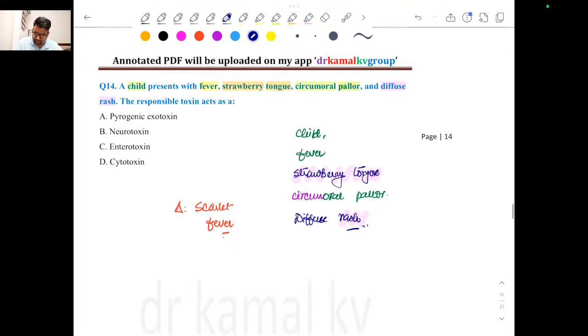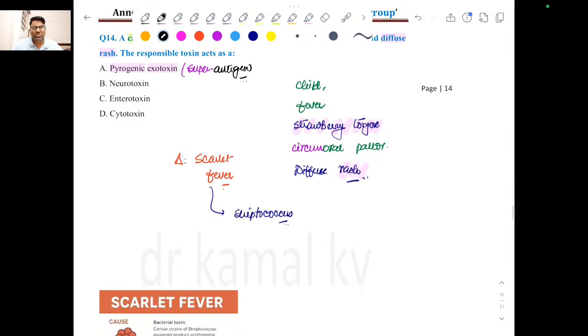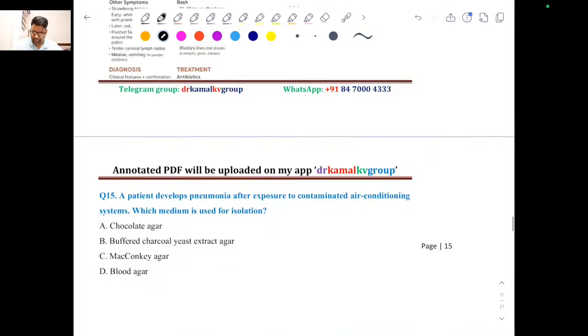Okay, so the moment you find this particular keyword, strawberry tongue and rashes, think of scarlet fever. Now scarlet fever is caused by streptococcus, and this is, yes Priya, very good. So this is pyrogenic exotoxin, which is also sometimes known as superantigen. Clear? So this is pyrogenic exotoxin or superantigen. So this is a classical presentation of scarlet fever.